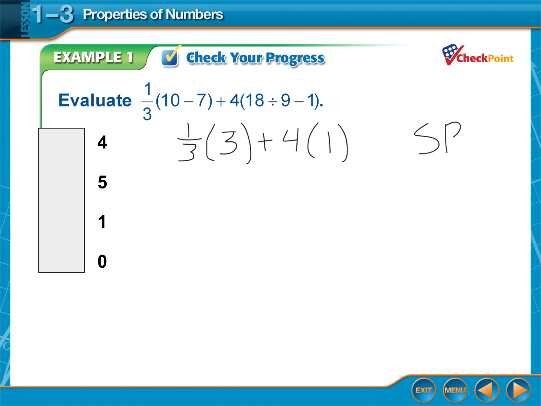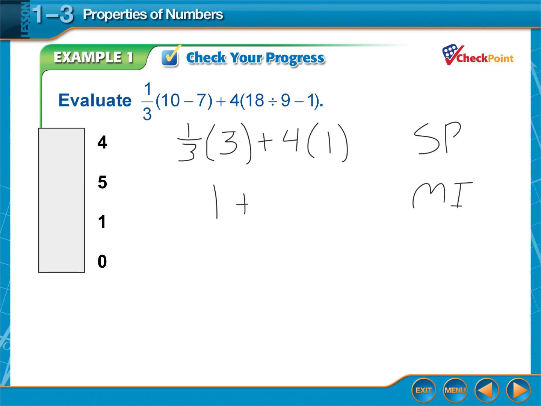Okay, on your homework, it's going to want you to use these properties. So put SP, okay? What's our next step? Left to right. Yes, left to right. What's 1/3 times 3? 1. What property is that? What is 1 in multiplication? Is it the identity or the inverse? Multiplicative identity. So I'm going to put MI.